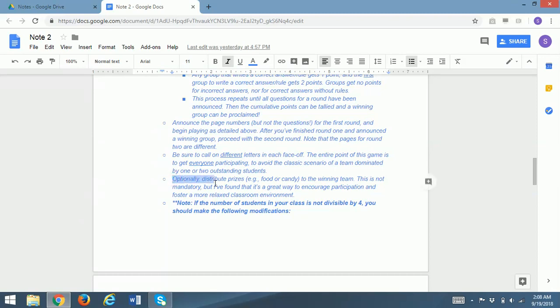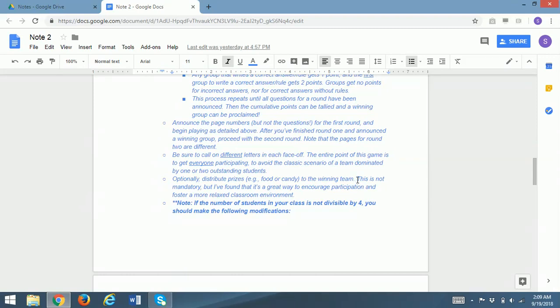Then, optionally, you can distribute prizes like food or candy to the winning team. I always do this. It always raises the stakes and makes it more fun. I always say at the beginning that there will be a prize, and then I reveal it at the end. I sometimes just bring whatever candy I have lying around in my room, or just buy a chocolate bar for $1 or something. This is totally up to you.